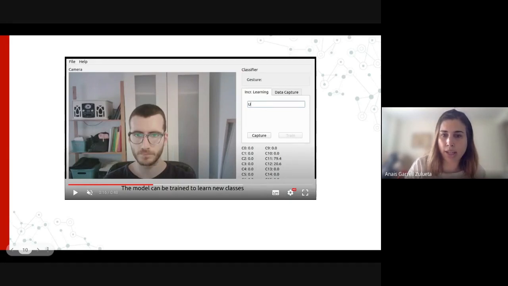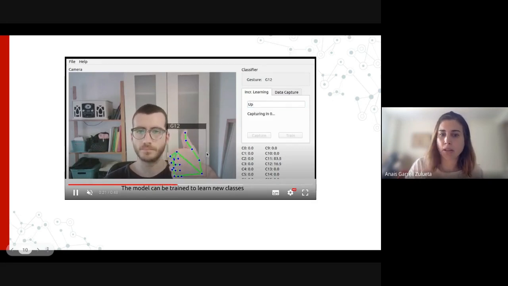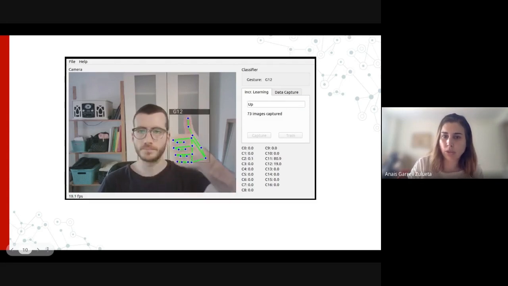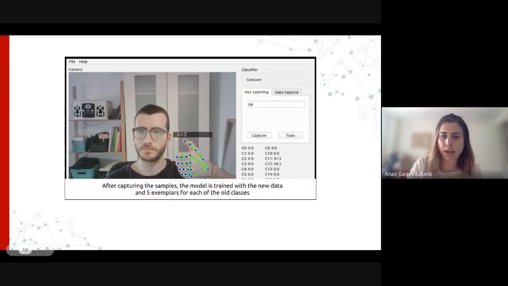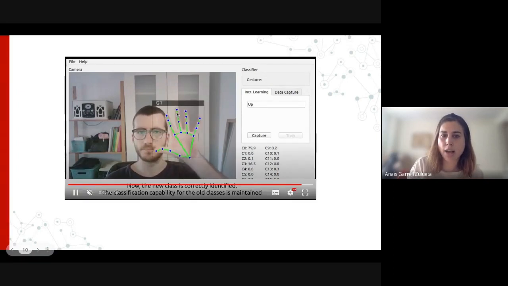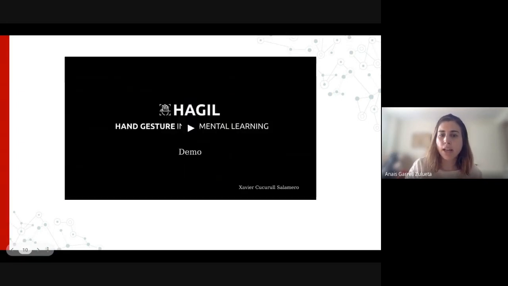So here we are saying, okay, I will show you a new gesture. Here we are writing the name of the gesture, which means up, and then the system starts to capture new images. After a while, the robot decides that it already knows that gesture and says, okay, I'm ready, I don't need more information, so go ahead. After computing all these samples, the model is trained with this new data, and here you can see that it knows the new gesture and says, okay, this is up, this is G7, G1, G2, and the system is capable of understanding new gestures.